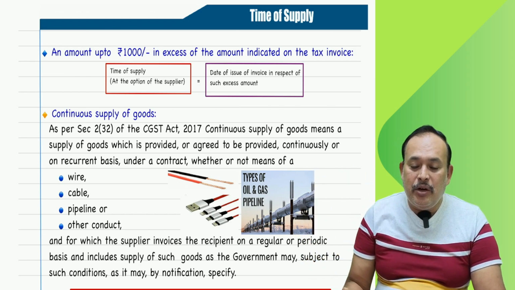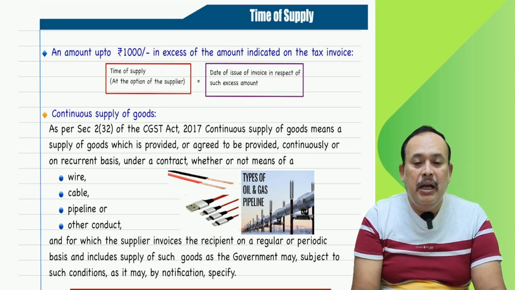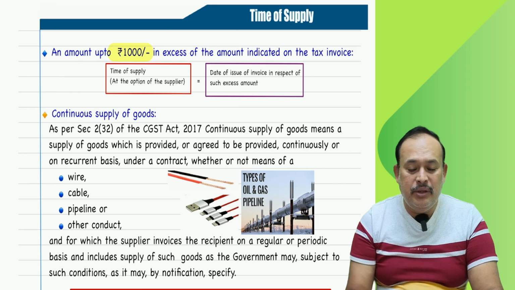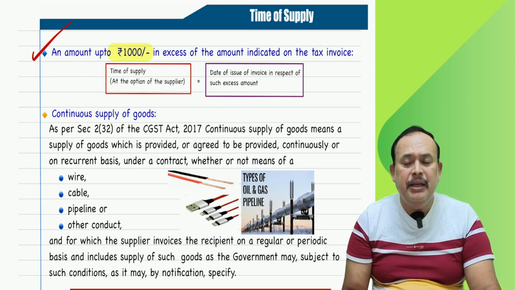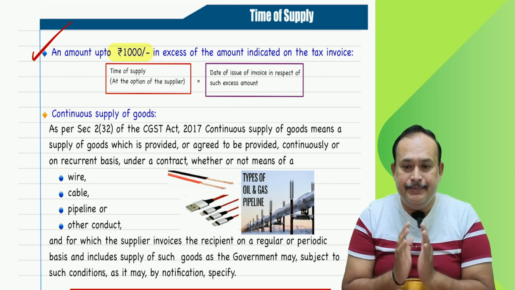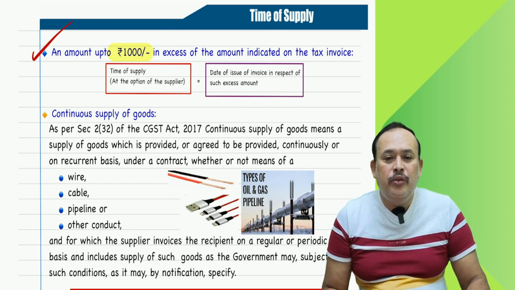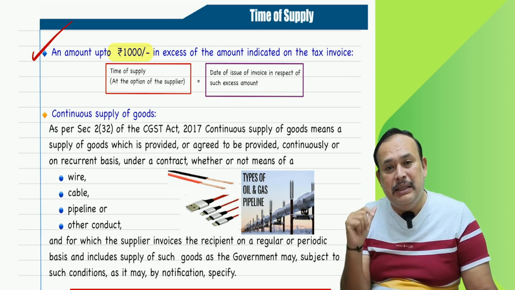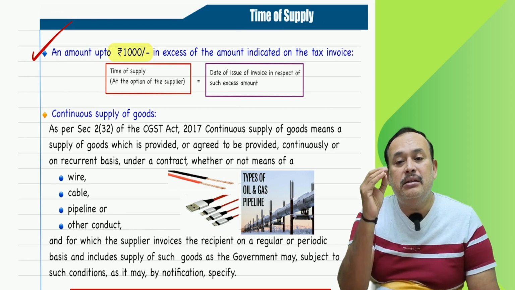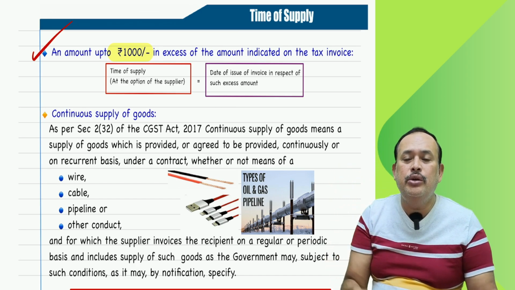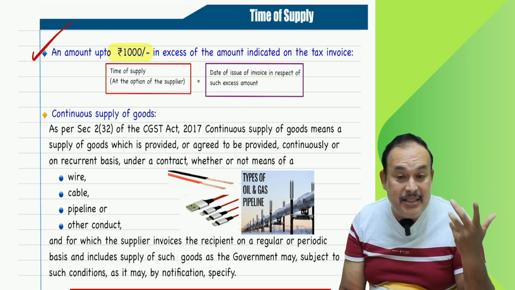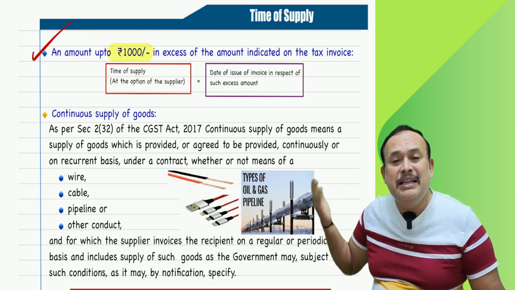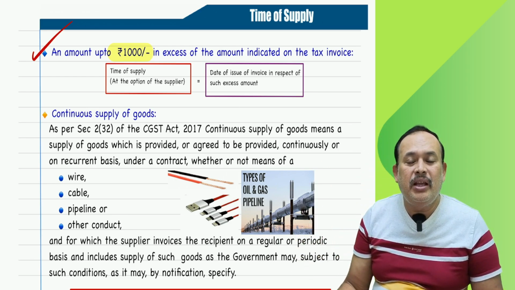Now, referring further, a simplified one here: an amount up to rupees 1000 in excess of the amount indicated in the tax invoice received. Meaning thereby, if I issued the tax invoice for 12,100, assume 12,100 rupees value of the goods I supplied, and my recipient, my buyer, gave back to me 13,000 rupees. How much did I receive in excess over and above the invoice value? 900, which does not exceed 1,000 rupees. If that is the case, what is the time of supply for the 900? At the option of the supplier, he can decide the time of supply at the time of issue of an invoice after the receipt of that payment. It is the time of supply at the option of the supplier.